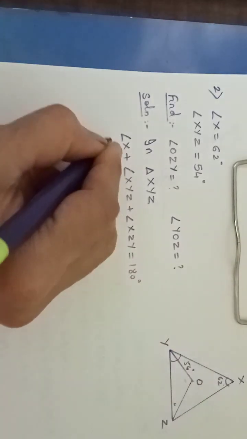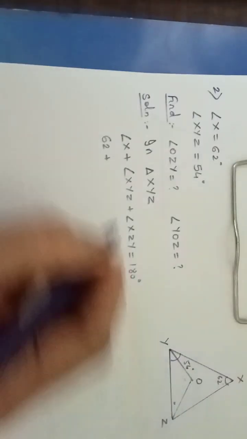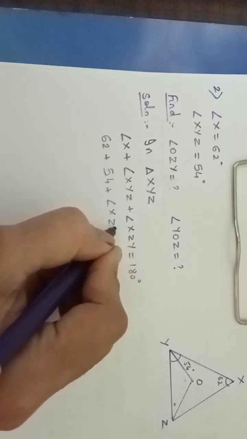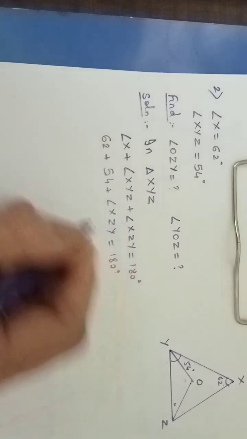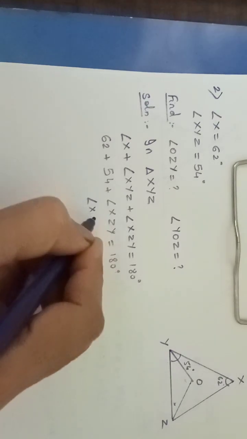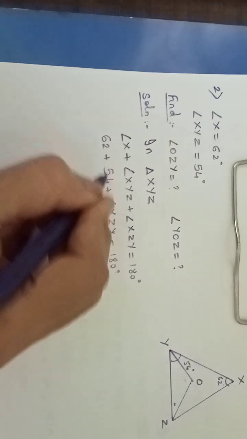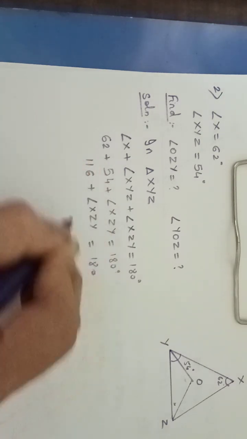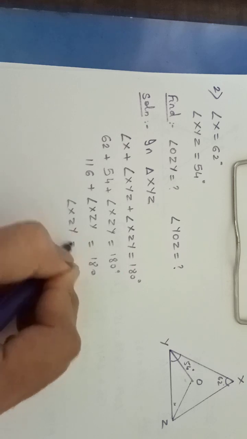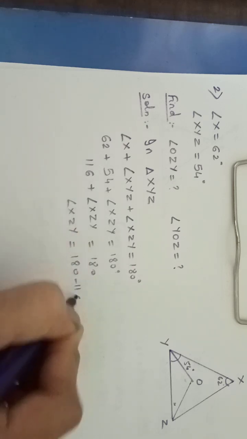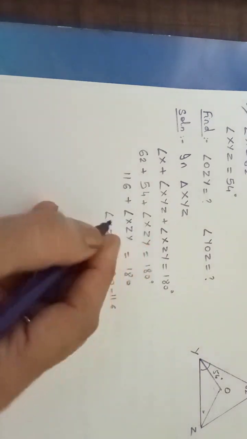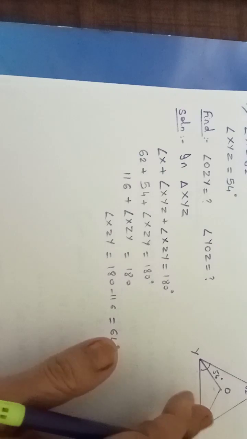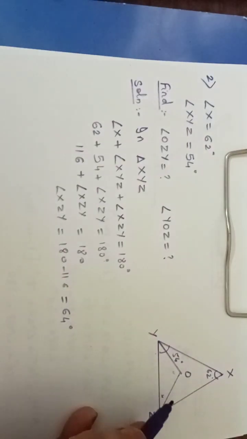So angle X we have as 62 degrees, XYZ we have as 54 degrees, and we have to find angle XZY. This comes to 180 degrees. So angle XZY, what is 62 plus 54? It is 116, equals 180. So angle XZY equals 180 minus 116, and this comes to 64. So this XZY, the whole thing, is 64 degrees.